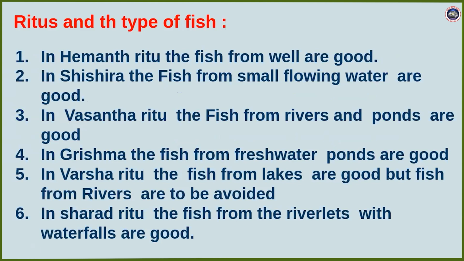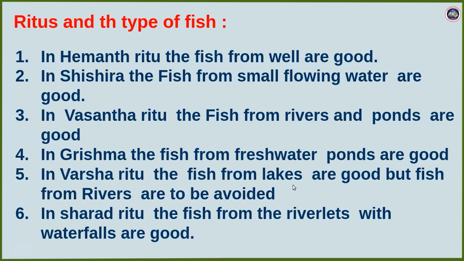So the type of fish is also prescribed according to the various rutus. But can we get all these things? You can see here, Hemanta, that is January, February, fish from wells are good. Shishira, that means the next two months, fish from small flowing water are good. In Vasanta, which has now started, fish from rivers and ponds are good. In Grishma, that is hot summer, fish from freshwater ponds are good.